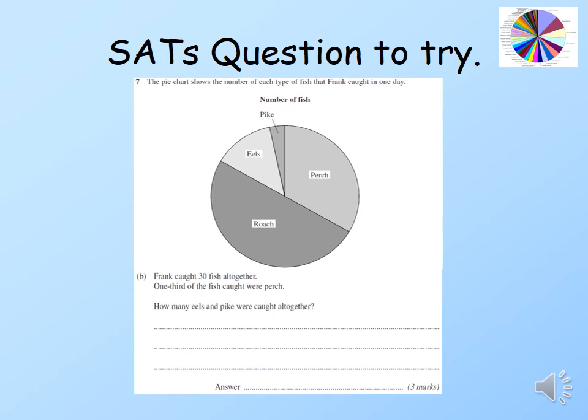Okay, here's another SATS question. So we are given the same information. So Frank caught 30 fish altogether. 1/3 of the fish were perch. How many eels were caught altogether? So I'll leave the question up for 5 seconds. Okay, about to reveal the answer then.